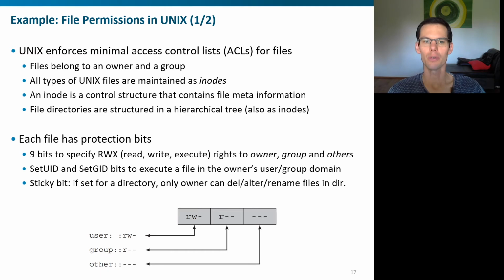On top of these 9 bits, we also have set UID and set GID, which are the set user ID and set group ID bits, as a kind of special mechanism that if you execute the file, you suddenly execute the file in the domain of the owner's user or the domain of the owner's group. So for example, if you set this set UID bit, and then any other user would execute the file, the execution of that file would be within the context of the user that owns the file. Same for set GID, it's just not the owner, but the group of the file.